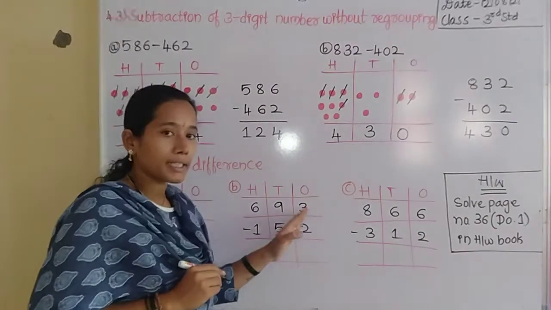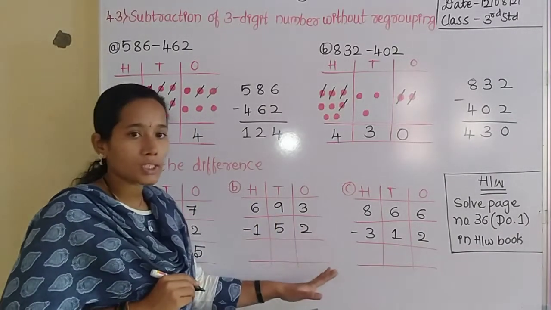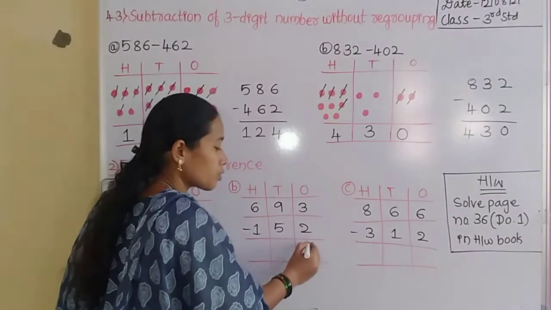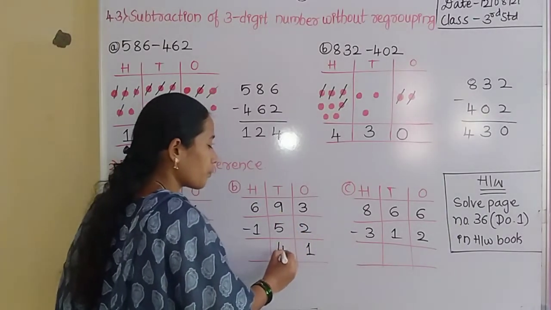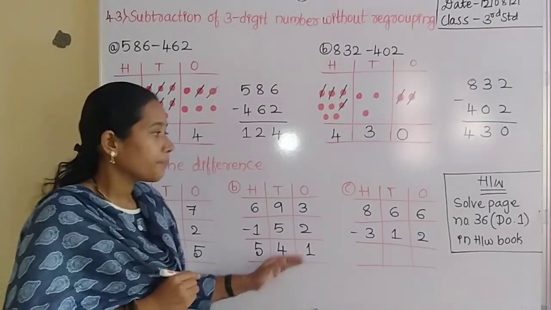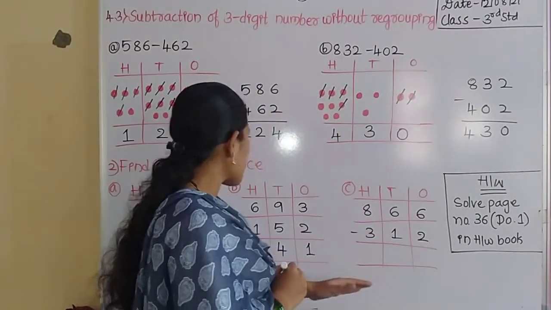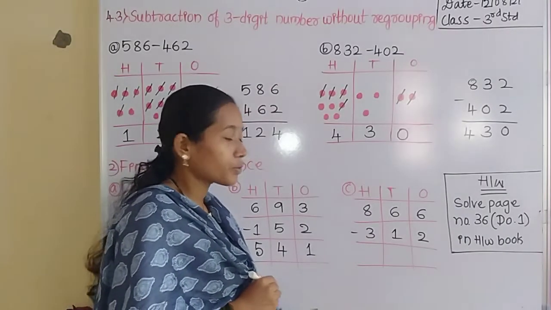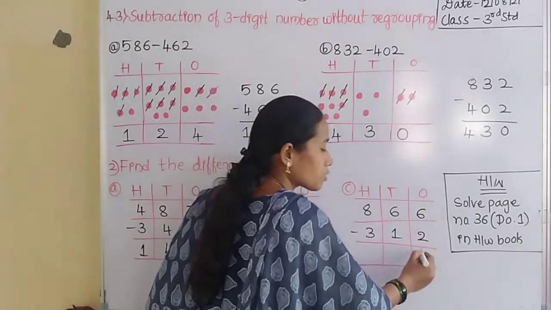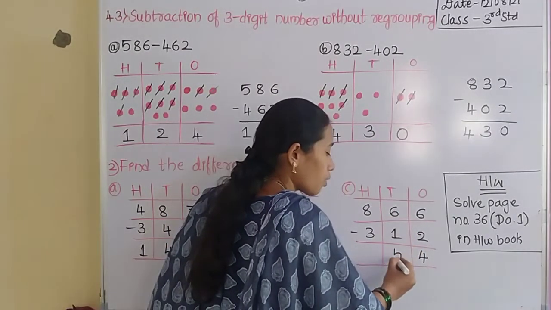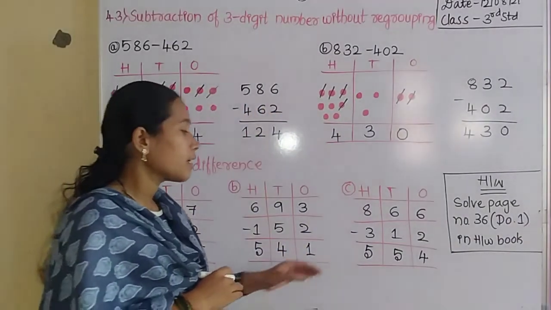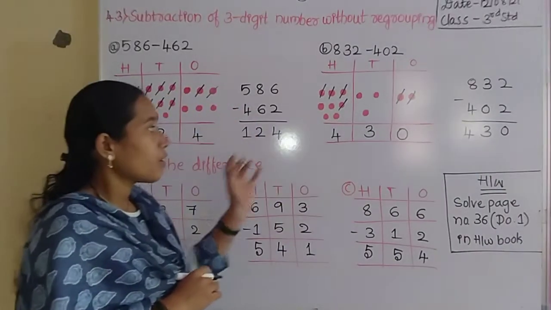B one: 693 is the minuend. 152 is the subtrahend. Here we subtract from the ones position. 3 minus 2 is equal to 1. 9 minus 5 is equal to 4. 6 minus 1 is equal to 5. And the difference is 541. Then see the next one. 866 is the minuend and 312 is the subtrahend, and cancel with respect to their positions. 6 minus 2 is equal to 4. 6 minus 1 is equal to 5. 8 minus 3 is equal to 5. So the answer of the difference is 554.